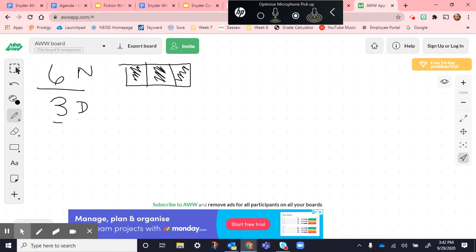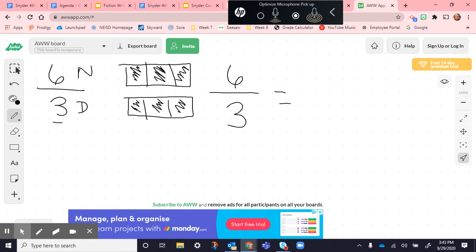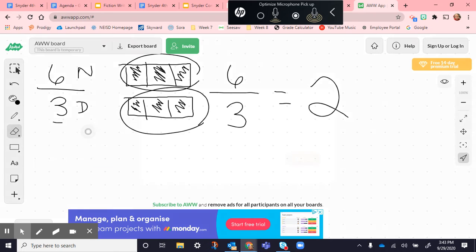Uh-oh, I can't make any more. So that means I need to draw another whole. And I'm going to put this into my 3 parts. Now I can keep going. That was 1, 2, 3, 4, 5, 6. Okay, so I have 6 parts shaded, and the denominator tells me that each of the wholes has 3 parts. So 1, 2, 3, 4, 5, 6 over 3. I can also see that 6 over 3 is the same as 2 because I have 1 whole here plus another whole equals 2. All right, let's do another example.